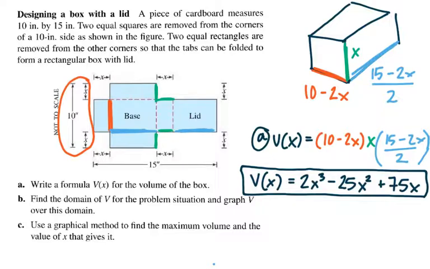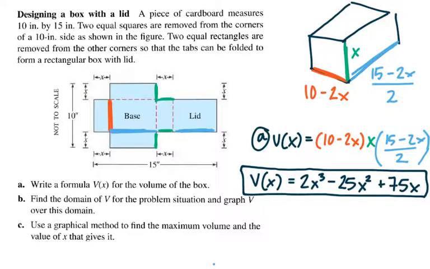So when we think about domain, what are the possible values that x could be? Okay? So thinking about domain, thinking about our possible value for x. So look back at the picture and say, well, what does x represent? X represents what we have cut out. And how big can I actually cut x out realistically? How big could that value be?